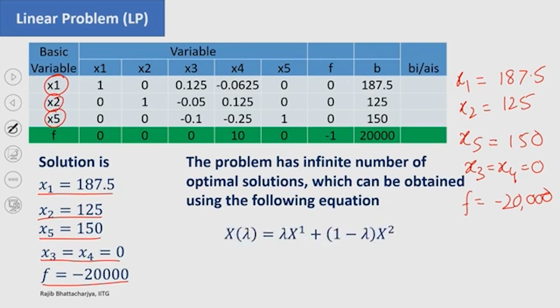So, this problem has infinite number of optimal solutions which can be obtained using the following equation, that is x lambda equal to lambda x1 plus 1 minus lambda x2. So, I will get infinite number of optimal, or you can say alternate optimal solutions. Objective function value will be the same, but the values of the variables may be different or will be different.